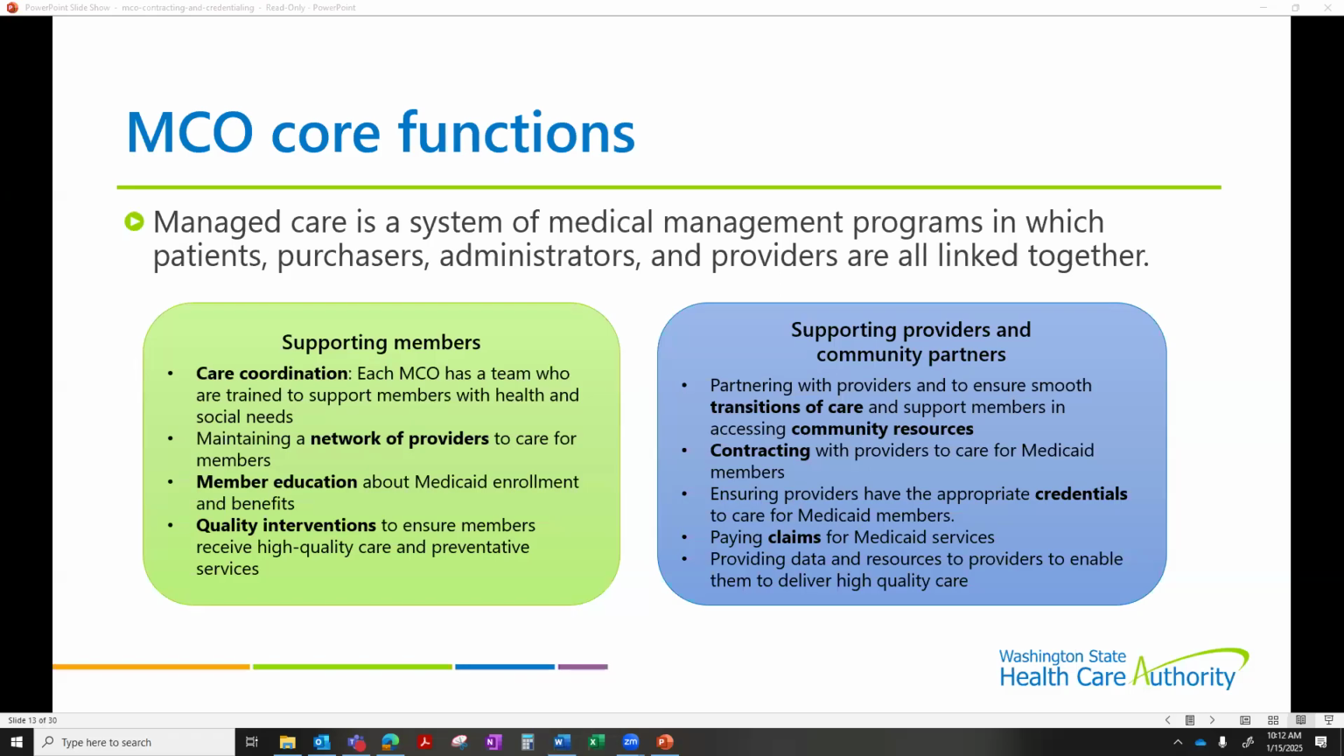We want to ensure that all of our providers are credentialed, and we're going to talk a little bit about that today. Each provider does need to be credentialed with each MCO to make sure that you're able to care for our Medicaid members. It's our responsibility to pay your claims for Medicaid services and pay those timely. We also like to provide data to our providers and community partners and other resources just to make sure that we're all working well together. Let's jump to the next slide, please.